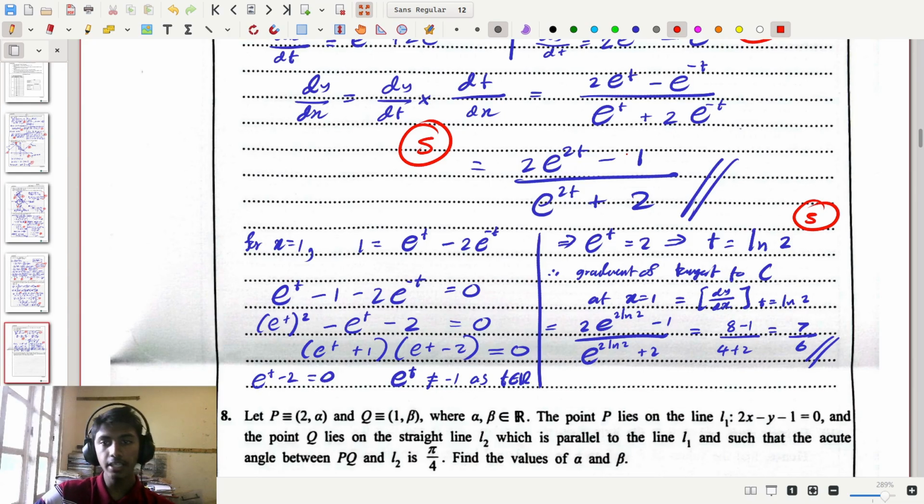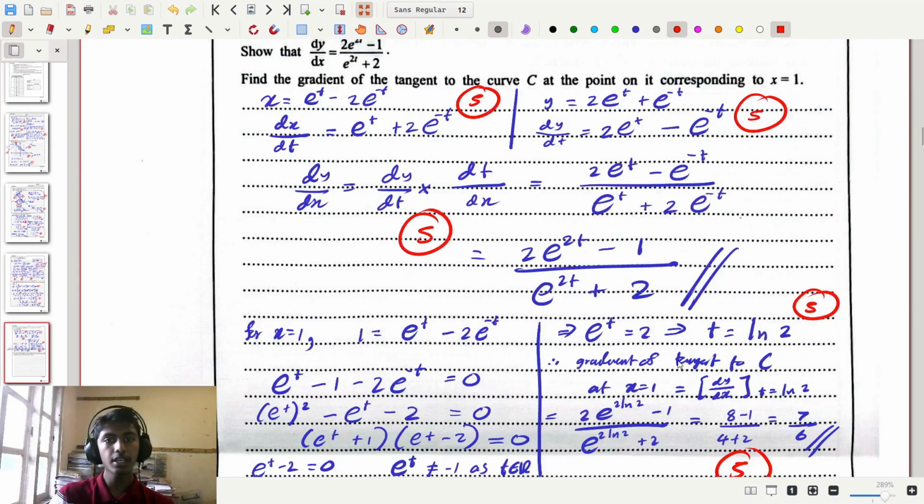And then finally, substituting that value of ln of 2 into this and realizing that the gradient of the tangent to C at x equals 1 is going to be dy by dx at t equals natural logarithm of 2, substituting and finding the final answer of 7 divided by 6, you're going to get another 5 marks.